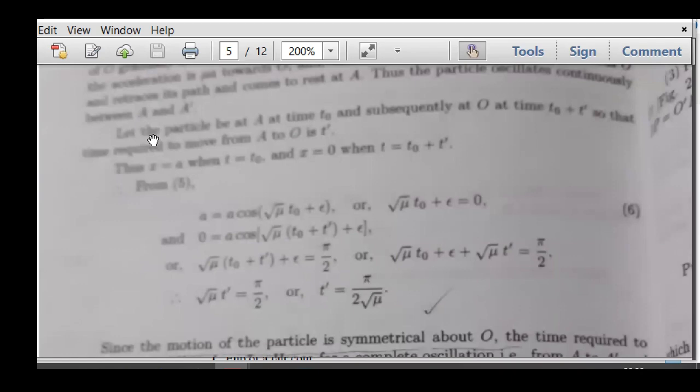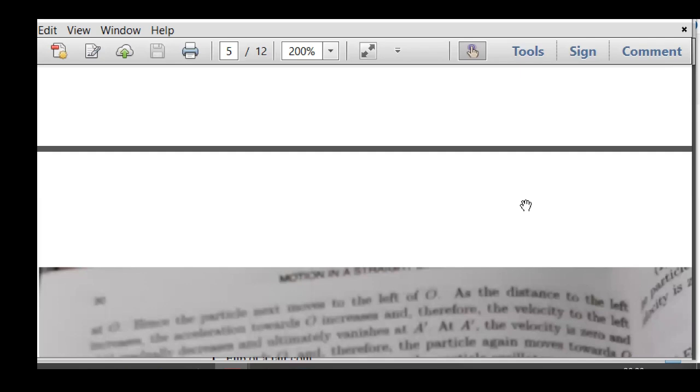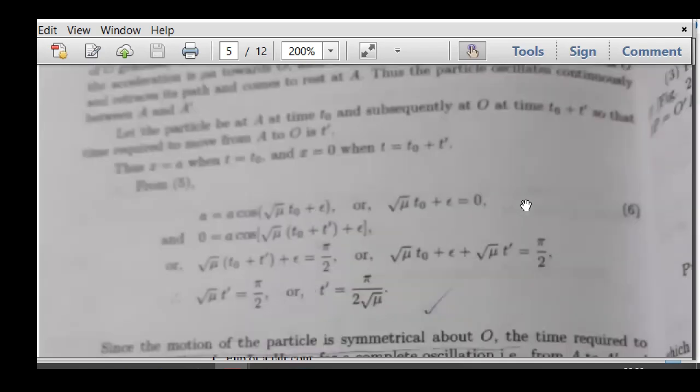Now let us start from here. Another term, this distance OA, this one is often referred to as the amplitude of the simple harmonic motion. That is the maximum range over which it can move on one side of the fixed point, said to be the amplitude of the simple harmonic motion. Once we have got that, we will try to find out the time.